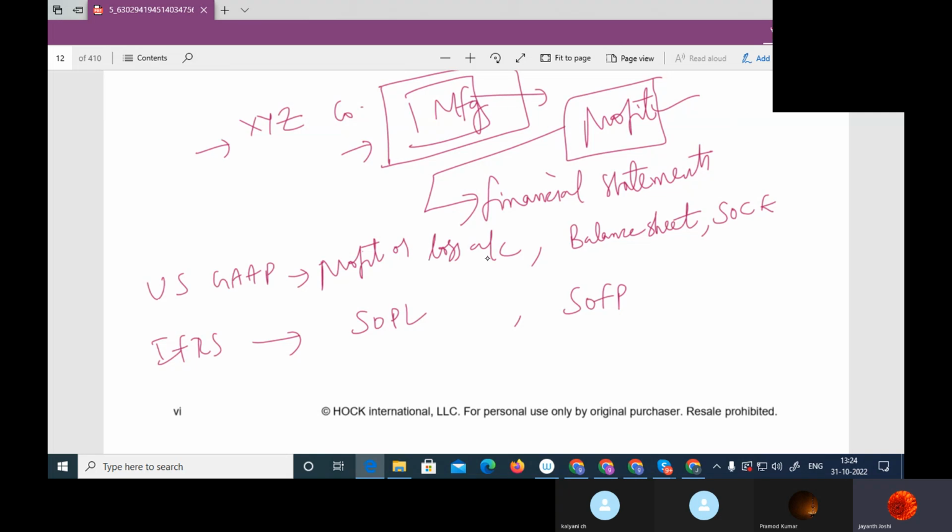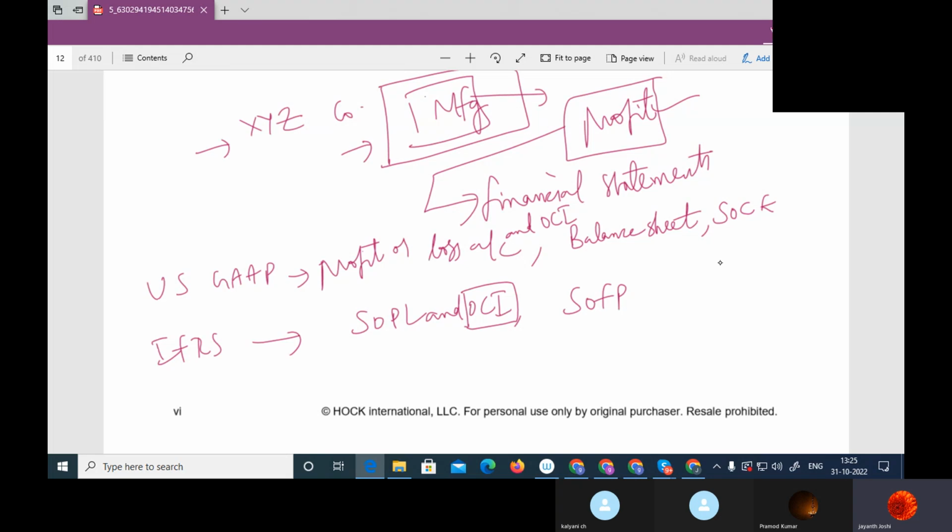So I will expand this profit or loss. It is like profit or loss and other comprehensive income. Okay, this is a new section, which was introduced very recently. So SOPL and OCI. I will explain what this other comprehensive income is as we go deeper into the subject, or as we go further into the chapter or topic.